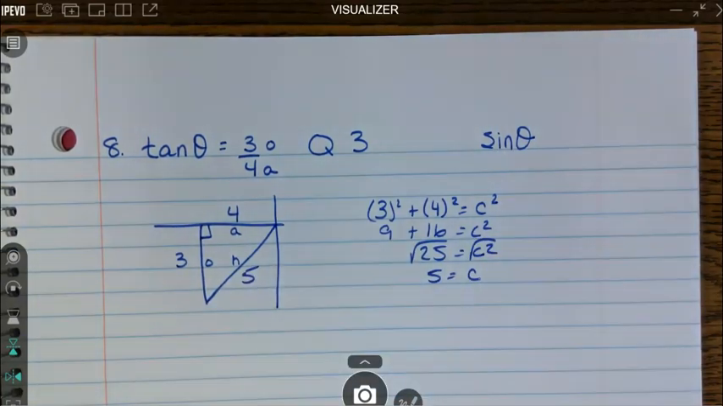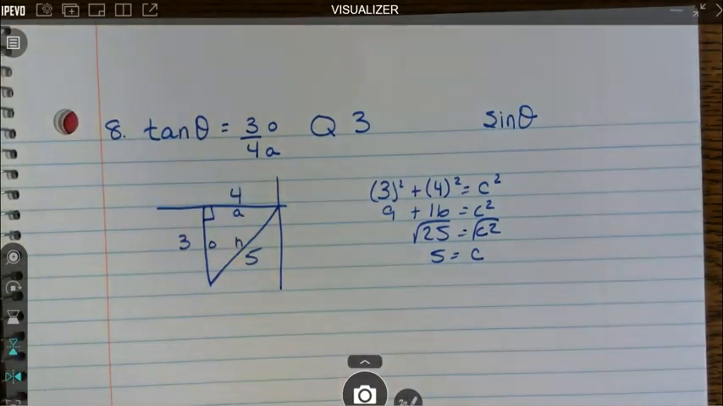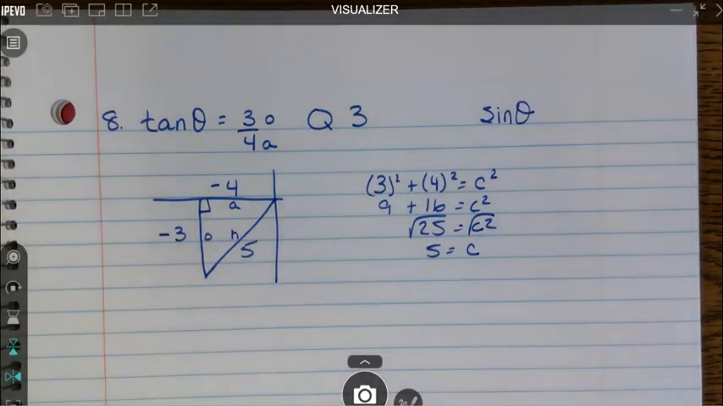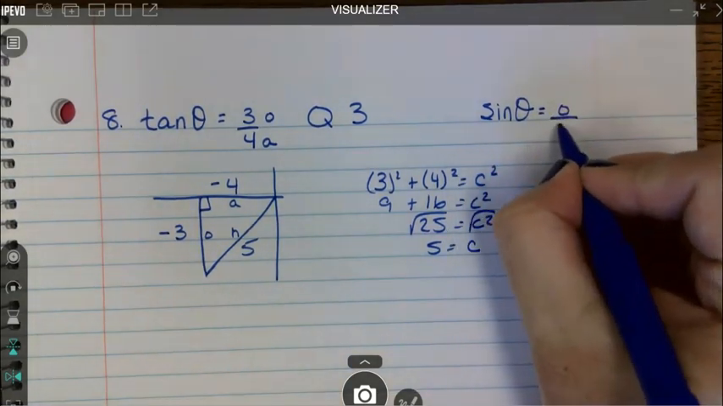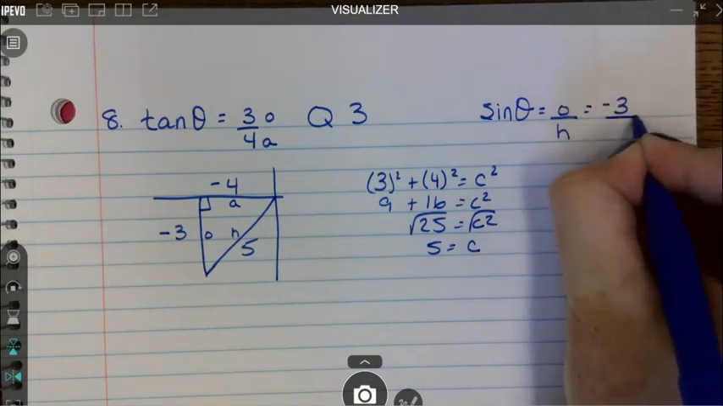Okay, before we move on, what is special about quadrant 3? Our x value is negative, and our y value is negative. So you want to be very careful there. So sine is opposite over hypotenuse. So this is negative 3 over 5.